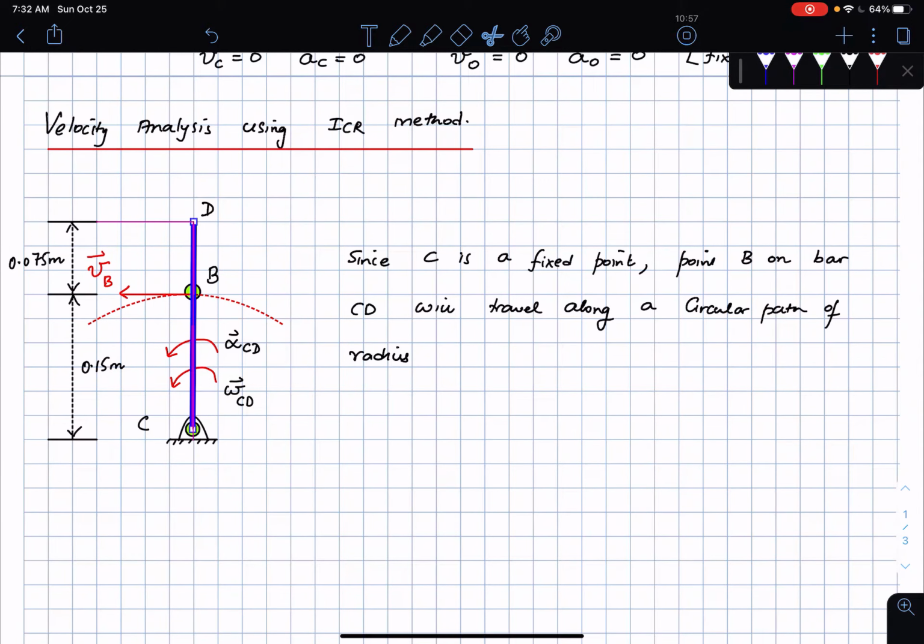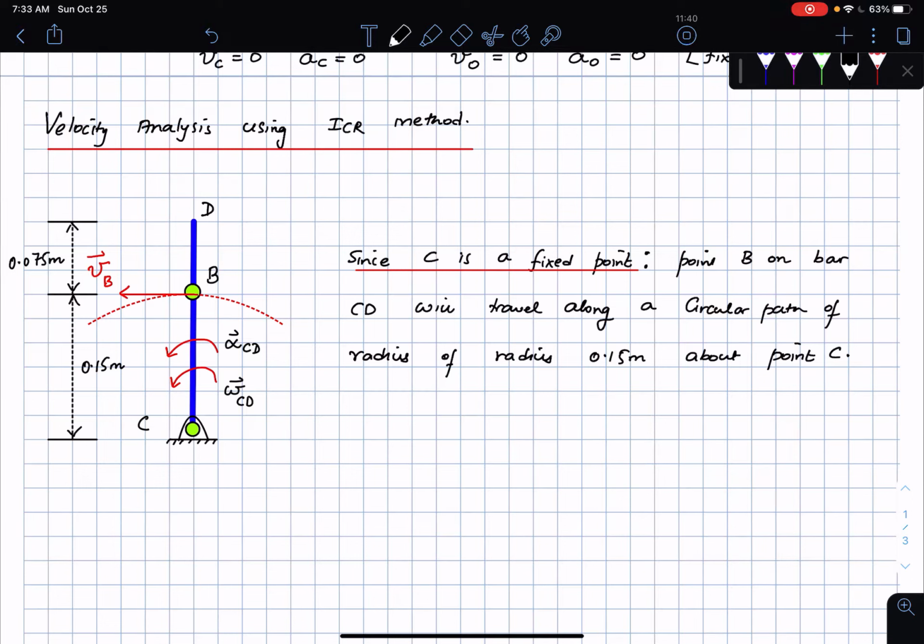Okay, all right. Apologies. Okay, so since C is a fixed point, let's maybe write this properly. Since C is a fixed point, the point B is going to travel along a circular path of radius 0.15 meters about point C, and this is true of any other point on the body as well. Of course, the radius is going to be different, but for example, if I look at point D, that point is going to travel along a circular path of radius 0.15 plus 0.075.